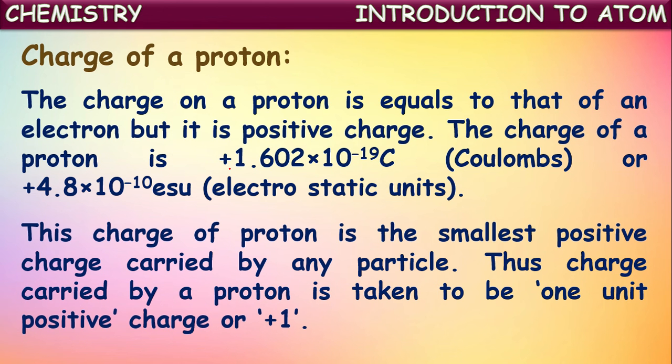The charge of proton is the smallest positive charge carried by any particle. It is the smallest charge carried by any kind of particle. Thus, the charge carried by a proton is taken to be 1 unit positive charge or plus 1, whereas the charge of electron is taken as 1 unit negative charge or minus 1. So both have the same quantity of charge but opposite in sign. Charge of electron is taken as 1 unit negative, whereas the charge of proton is taken as 1 unit positive.